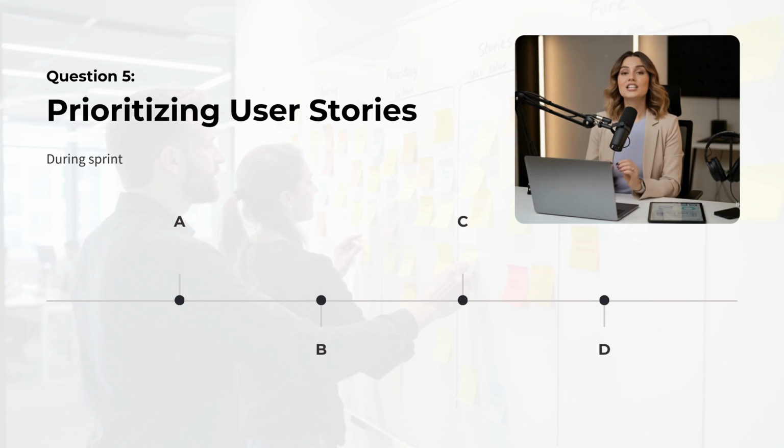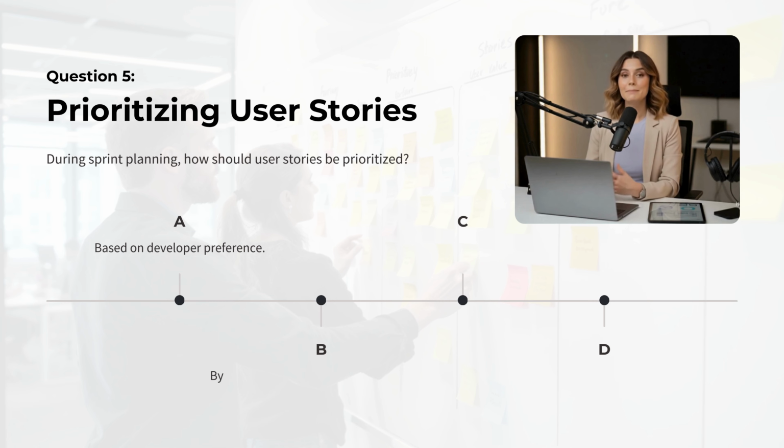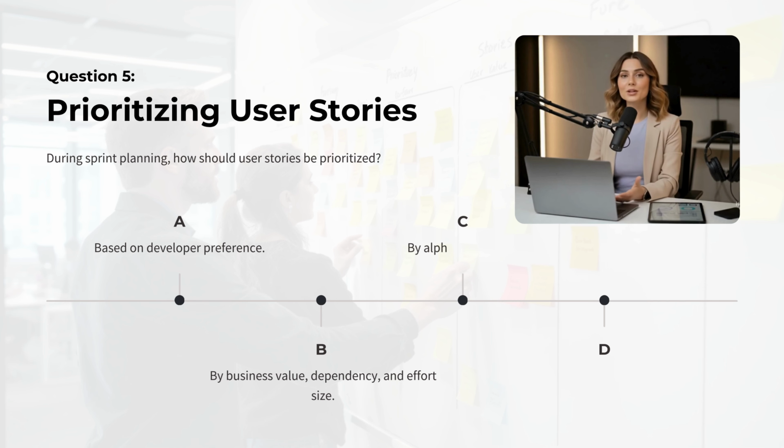Question 5. During sprint planning, how should user stories be prioritized? Options. A. Based on developer preference. B. By business value, dependency, and effort size. C. By alphabetical order. D. Only based on technical complexity.